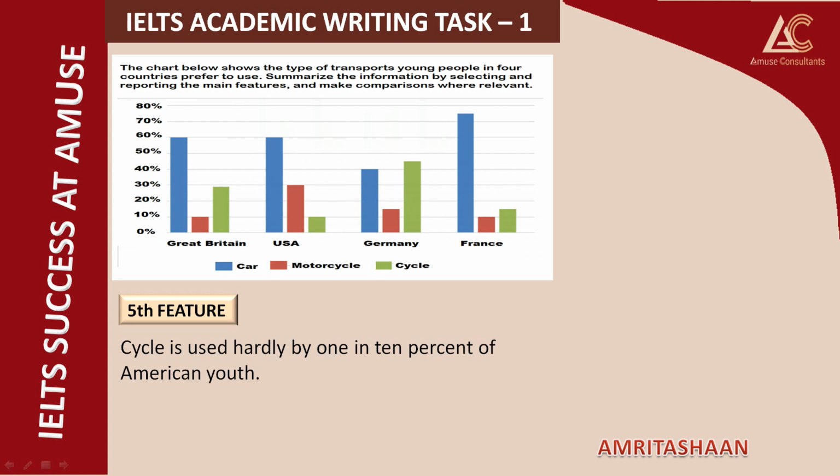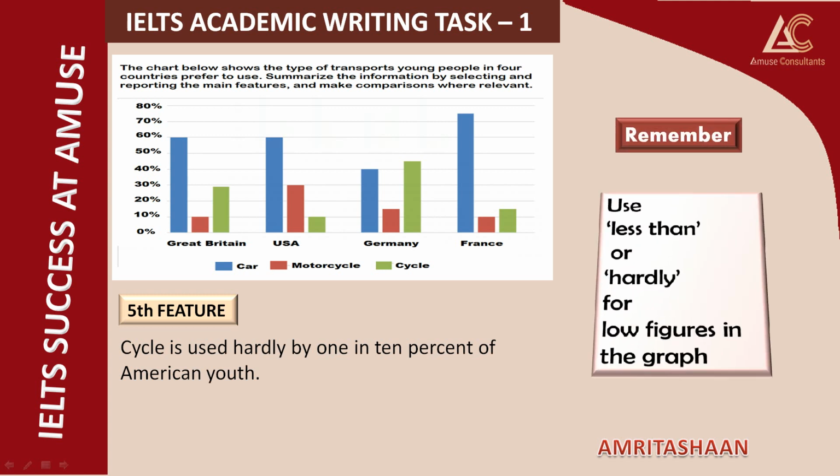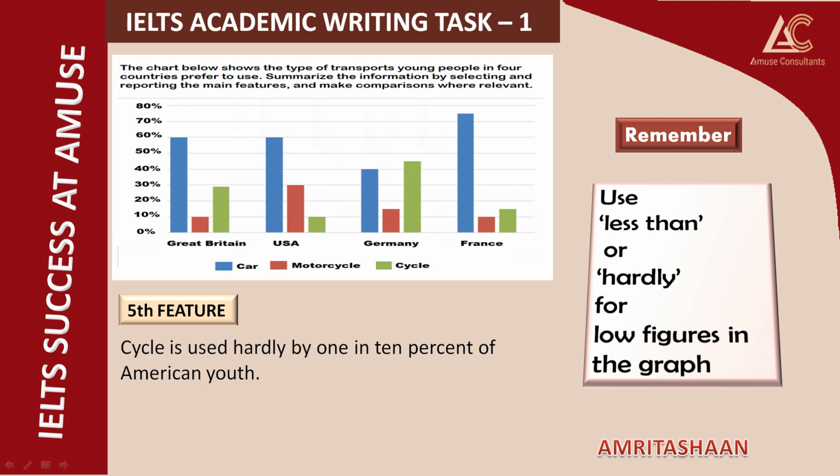You can say that another important thing visible on the graph is that the young generation in America does not show great craze for cycle because it is last in the list for them. I have written cycle is used hardly by 1 in 10% of American youth. So words like less than, more than, and hardly are the words that you can use when you are describing low figures in the graph.